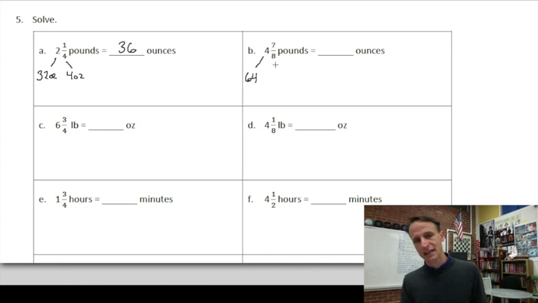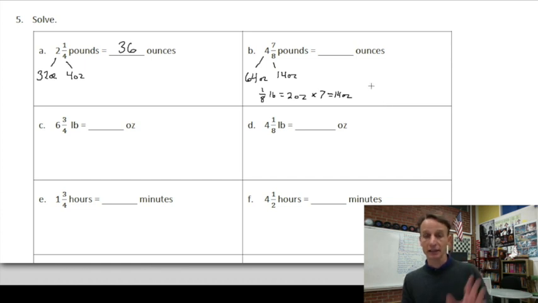Now with this 7/8. Okay. We can think about this in a couple of different ways. We know that 1/8 of a pound is how many ounces? We had done this just up above. 1/8 of a pound is 2 ounces. So I'll write this out just so you can see what I'm saying. If 1/8 of a pound is 2 ounces, if we multiply that by 7, we get 14 ounces. So 64 ounces and 14 ounces.